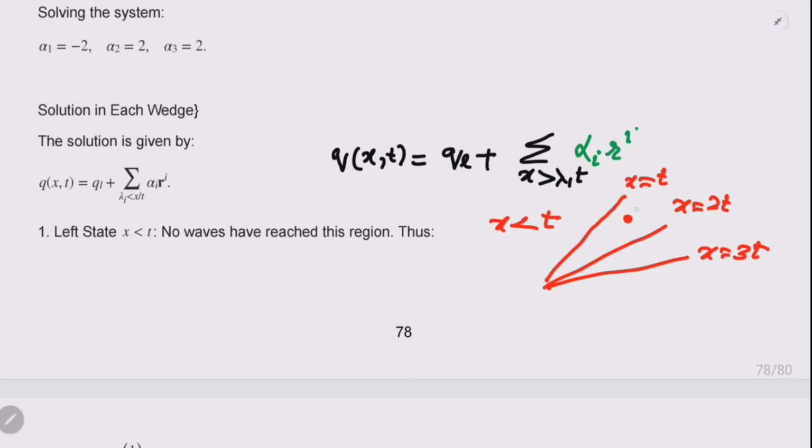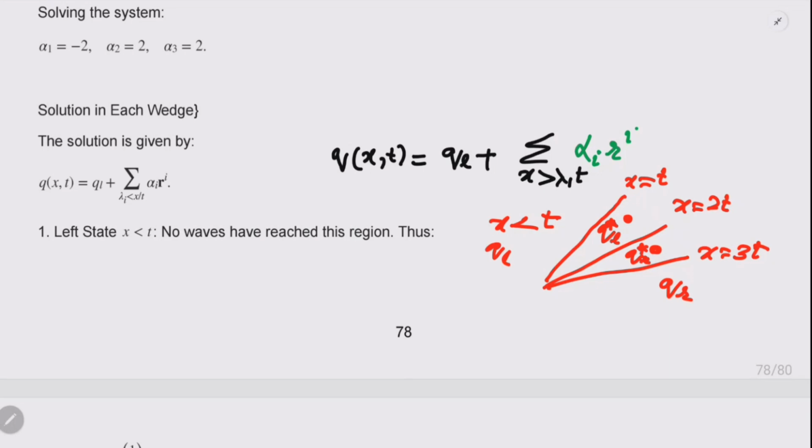Here, any point is trapped in x greater than t and less than 2t. And here, this point is trapped between x greater than 2t and less than 3t. And then we have Q right, the right region. Here we have Q left. This is Q left star, and this is Q right star.